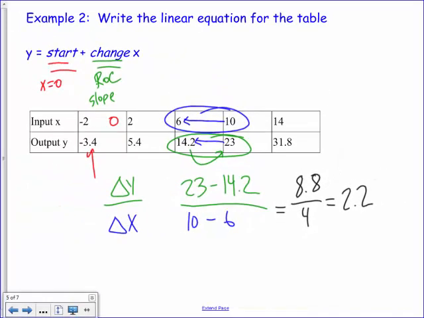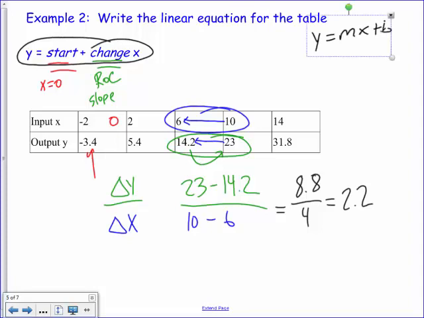Okay, so let's hold up. I'm going to go back up. So remember, I can write it in y equals start plus change x, or I could write it in y equals mx plus b. Remember, that just flip-flops the spots. Either way is just fine. So that's my change. So I might even put that right up here. Rate of change equals 2.2. So that guy's going to go in for the change.